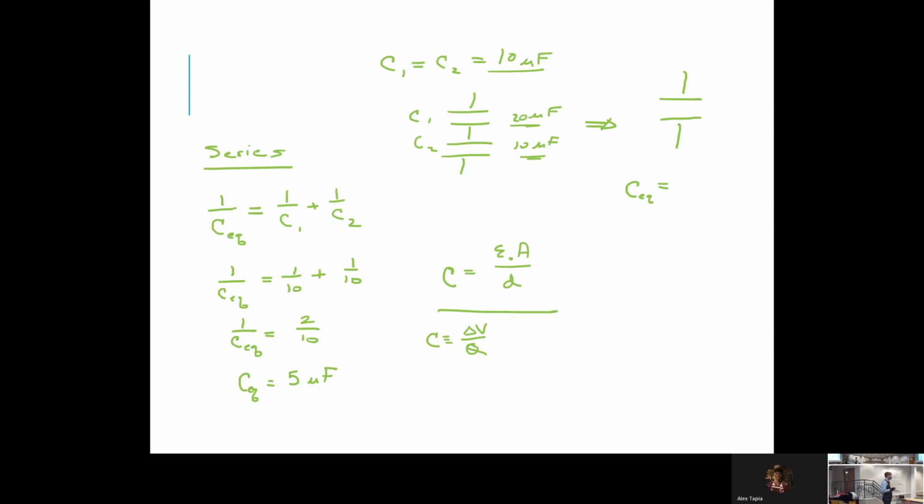Can you restart? Back to the equation right there. And I'm sorry, so when you did the epsilon naught and the A over D all over the capacitance equal delta V over Q, I kind of lost me there.